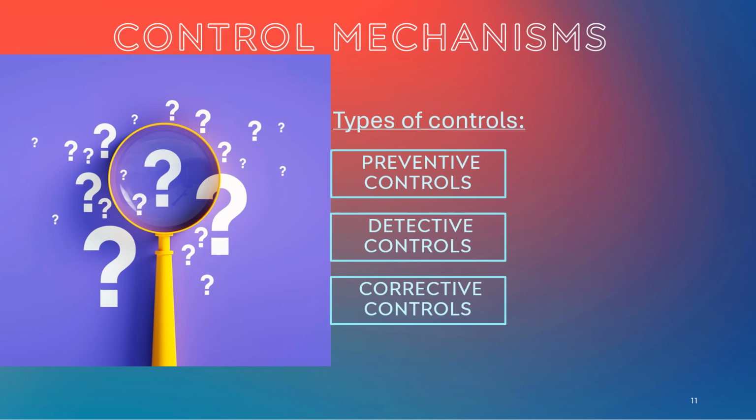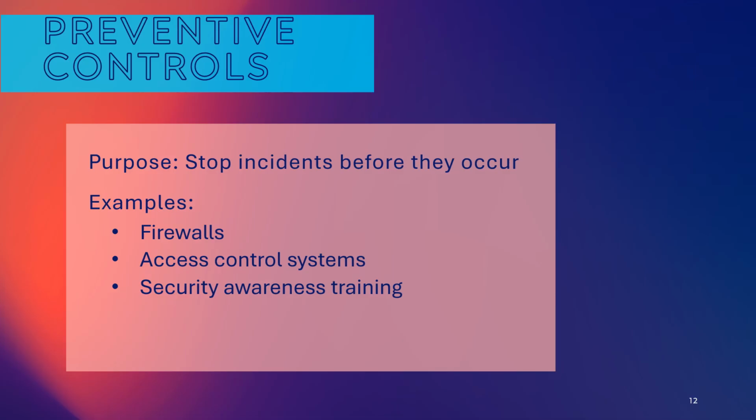Now that we know what our risks are, we need to figure out how to control them. There are three main types of controls: the preventative controls, the detective controls, and the corrective controls. Preventative controls try to stop bad things from happening in the first place. These are things like firewalls that block unauthorized access to our network, or training programs that teach employees how to spot phishing emails.